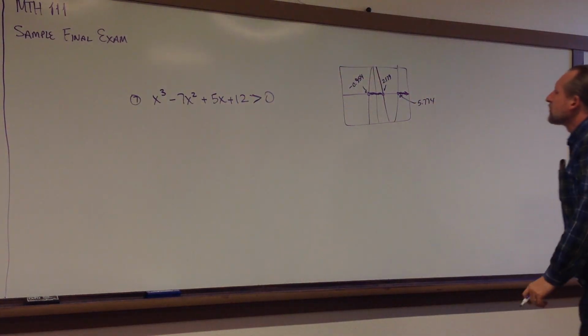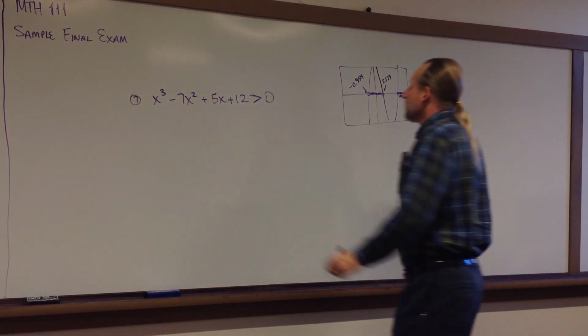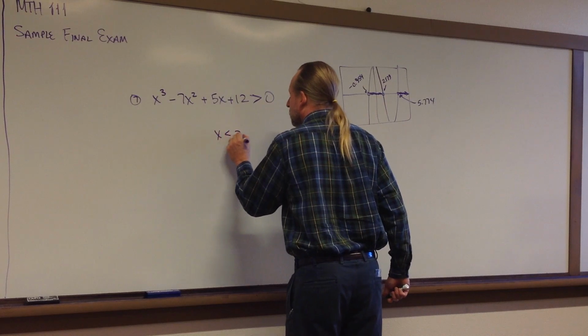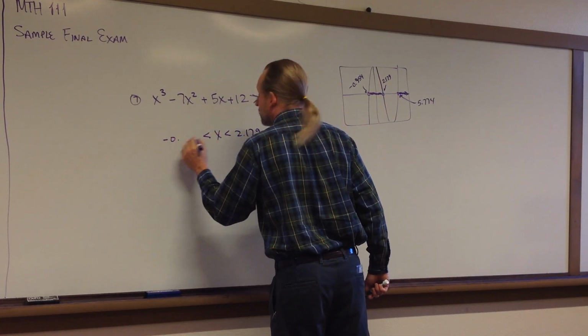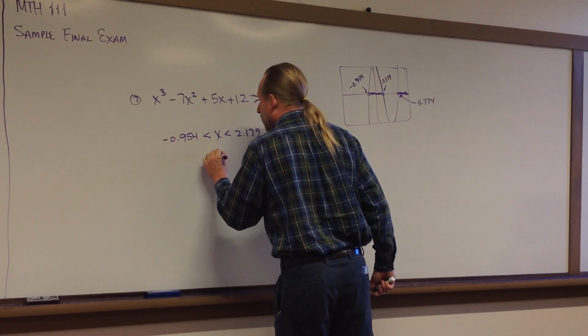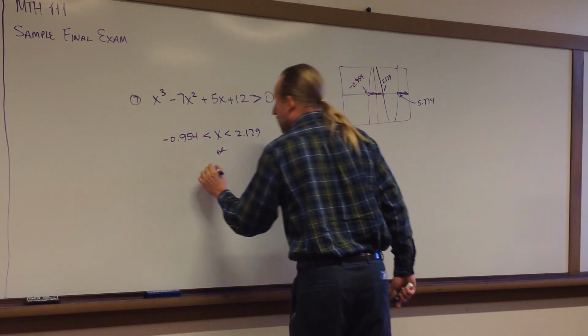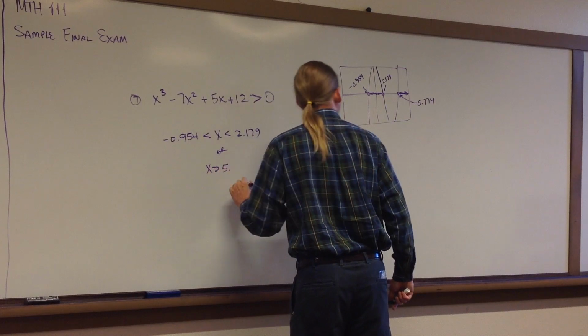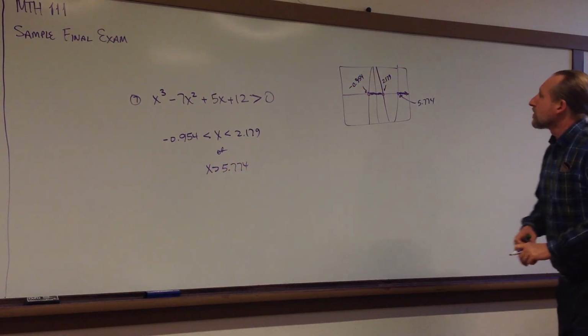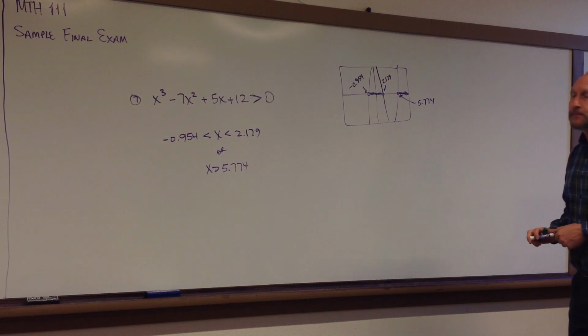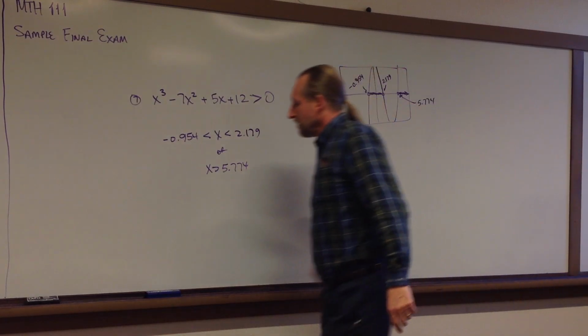Let's see. So our answer here will be x less than 2.179 but greater than negative 0.954. Or x greater than 5.774. Okay, that's problem 7. Let's take a look at problem 8.